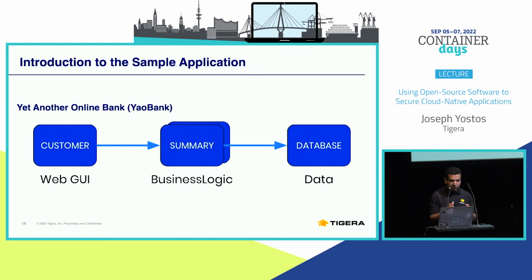So that's all I have from the presentation. I will go through a quick demo to see how we can use the network policies. In this demo, or for this lab, we deployed a 3-tier application called Yet Another Online Bank. The application consists of 3 microservices, where the customer is the web UI, the summary is the business logic, and the database is the data store for this bank.